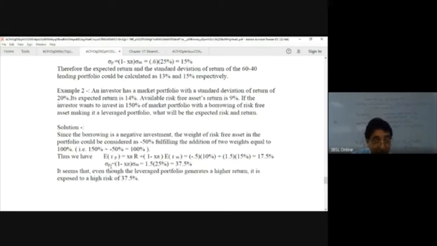The risk of the portfolio will become sigma P is equal to 1 minus XR into sigma M. 1 minus XR is 1.5. Now you know how it becomes 1.5: 1 minus XR, XR is minus 0.5, so 1 minus minus 0.5 is 1.5. That will become 37.5. It seems that even though the leverage portfolio generates a higher return, it is exposed to a high risk of 37.5. So you can just look at it that way.